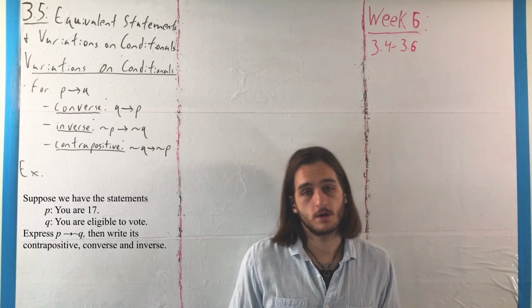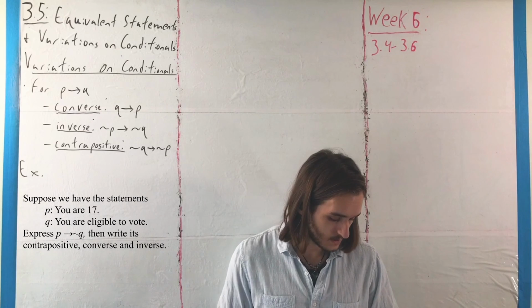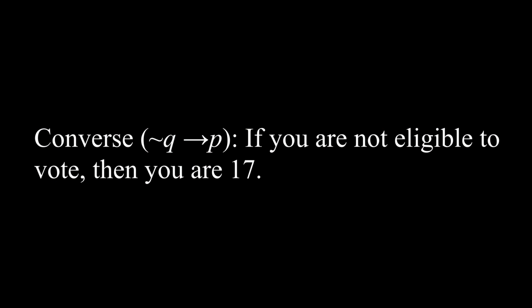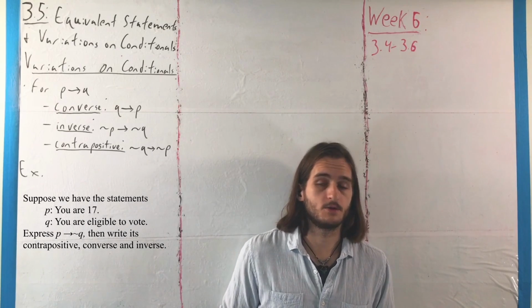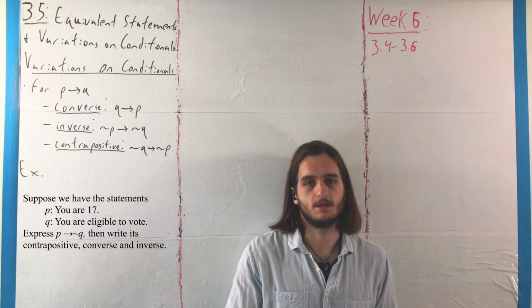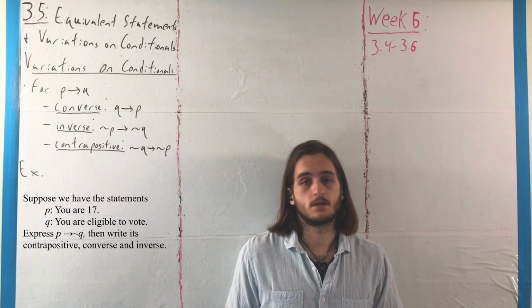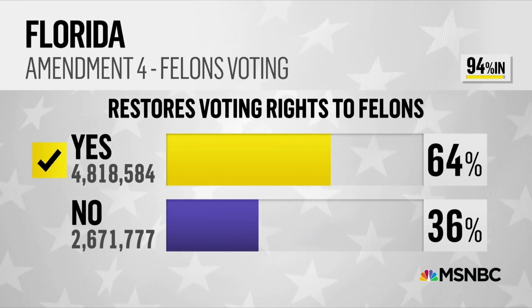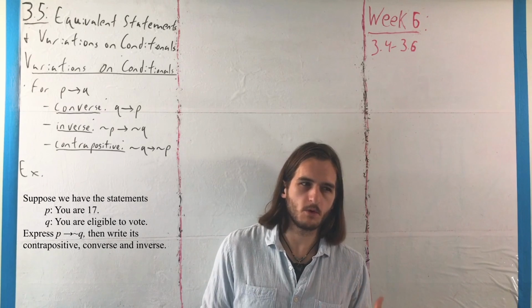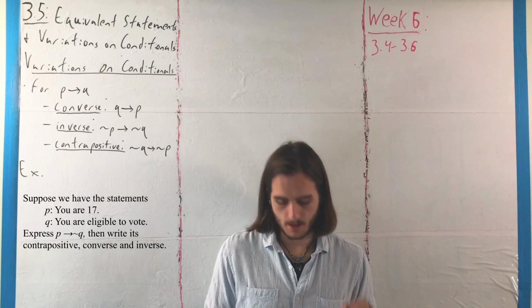That if we flip the order without changing truth to get the converse, we would have not Q implies P, which says if you are not eligible to vote, then you are 17, which in Florida and many other states, despite legislation against this very practice, wouldn't be true because convicted felons cannot vote. And convicted felons, most of the time, are older than 17.